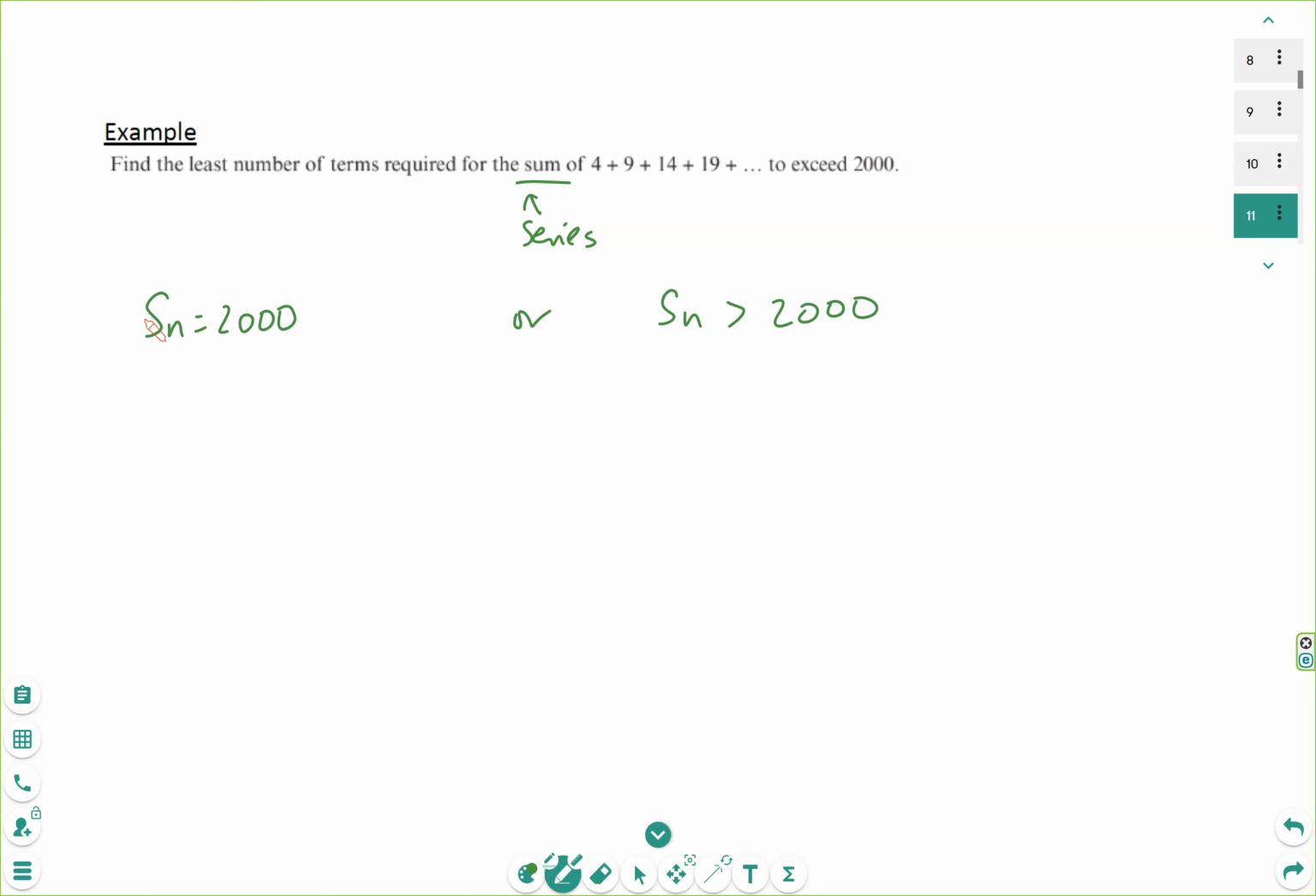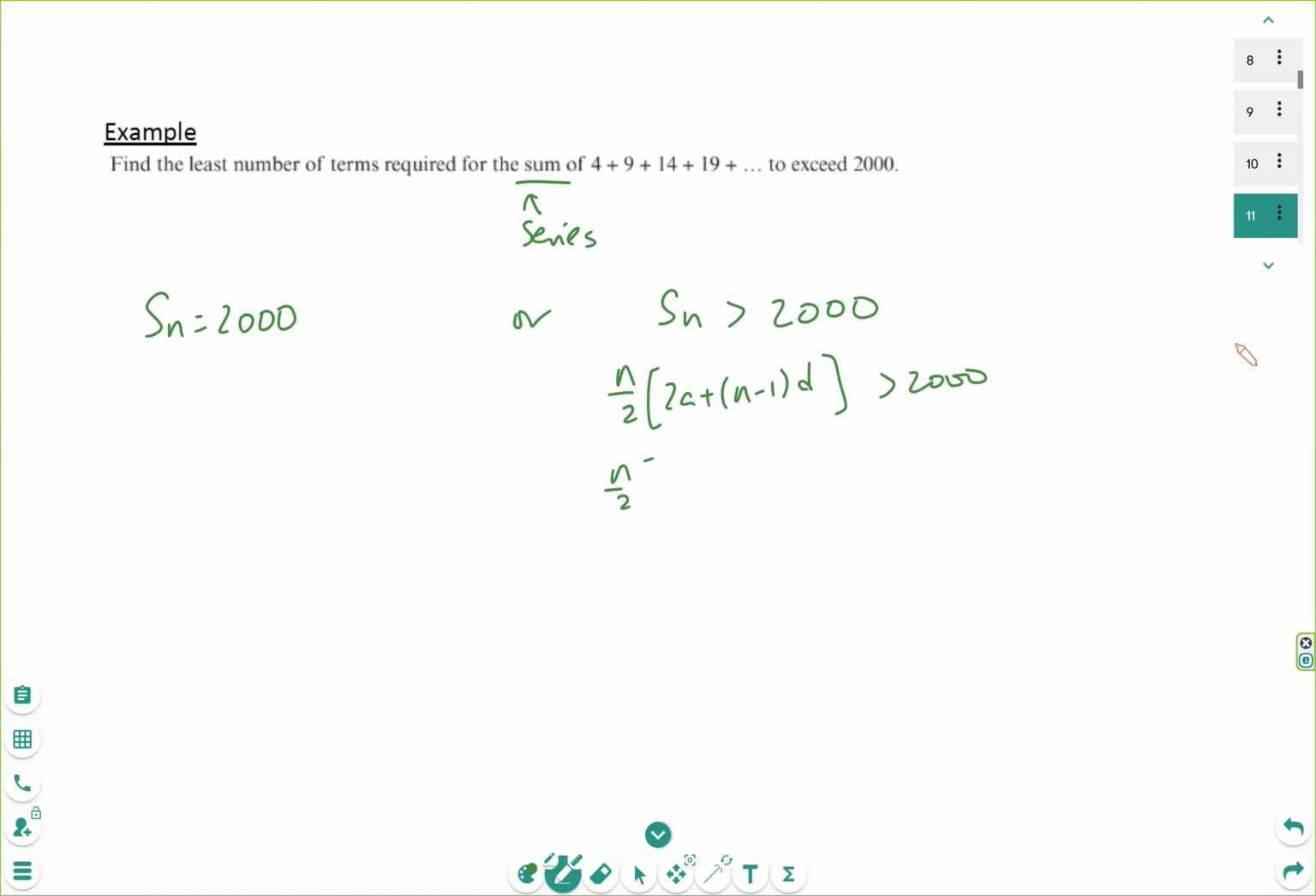Okay, I'll do both for you. Let's use the greater than, because it says exceed, right? So we know Sn is n over 2 times 2a plus n minus 1 times d, greater than 2000. We want the least number of terms, so we work out n.